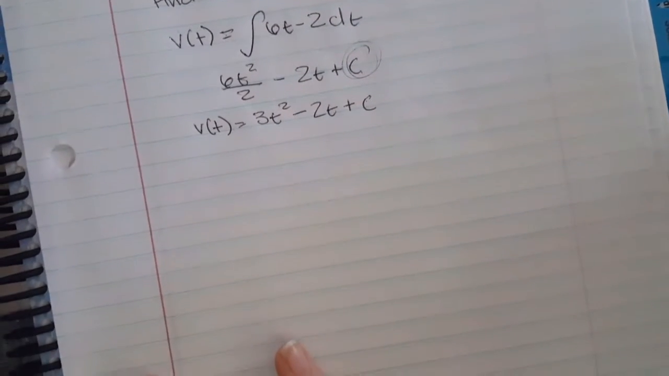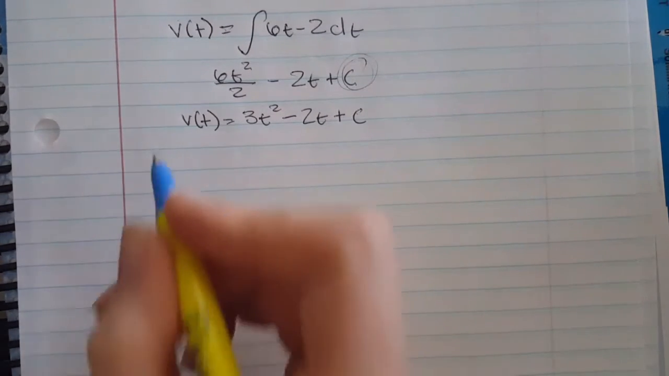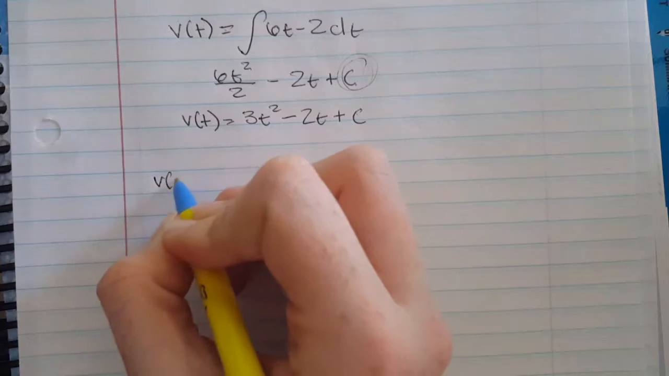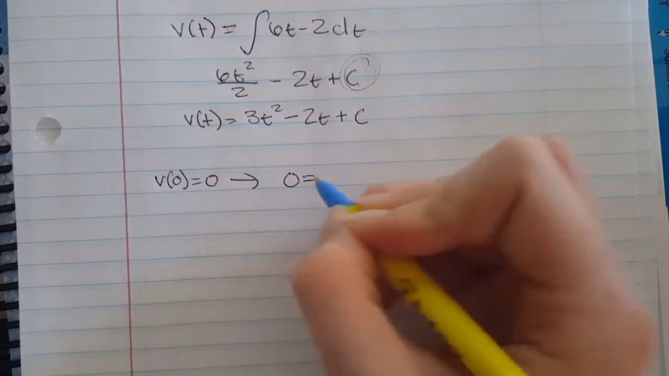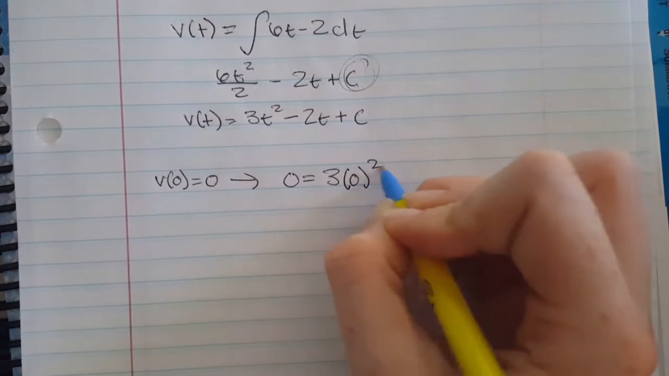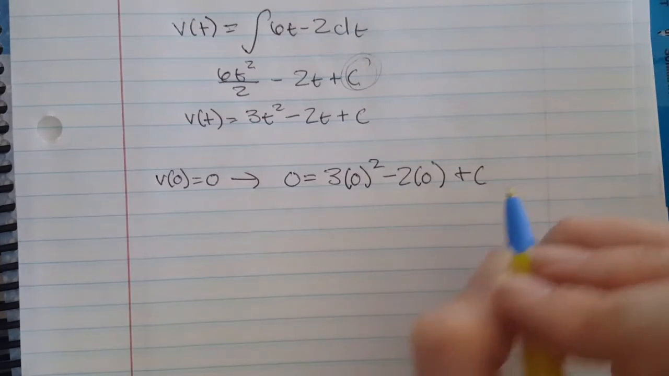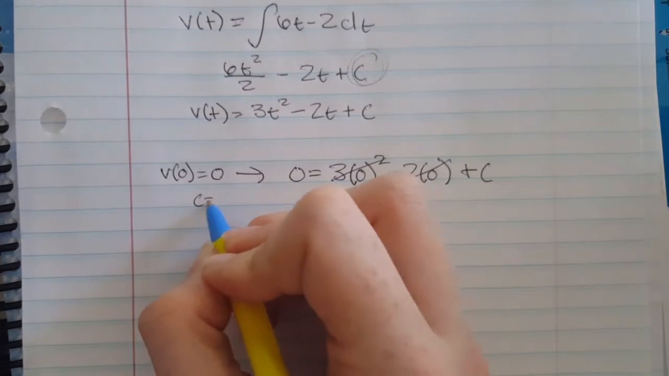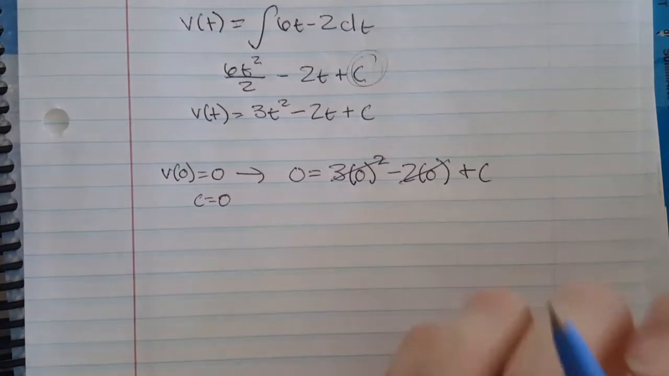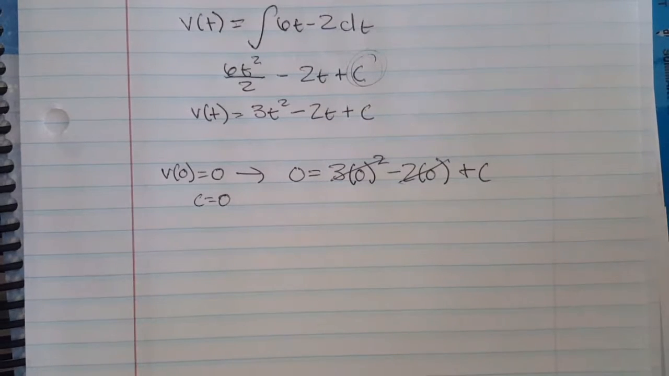Alright, so go ahead and try to set this up. You can pause the video now if you want. Okay, so you should have been able to set it up so that v(0) equals 0, and therefore that would mean 0 equals 3 times 0 squared minus 2 times 0 plus c. So you can probably already see that these are all going to cancel out and just turn into 0, which means that c is equal to 0, and therefore we don't have a constant term in this problem. So we can eliminate the variable c from our equation and focus on just finding the velocity.